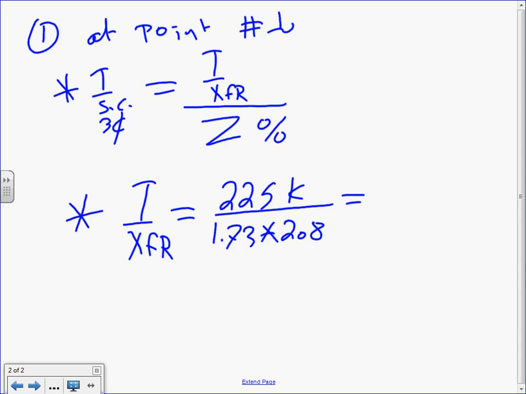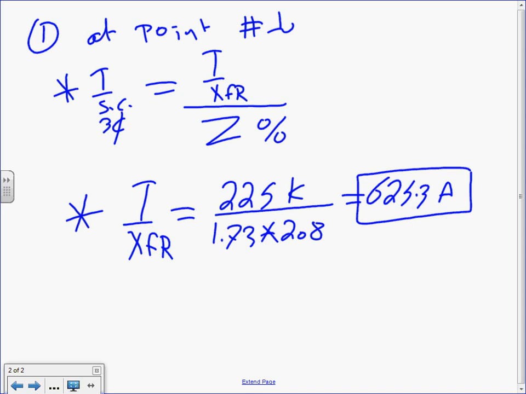So let's take 225 divided by 1.73 divided by 208, multiplied by 1000. I came up with 625.3 amps. Can you guys please give me a second? Okay. Because I don't have the answers for these, this is the full load current. So this is as easy as just finding the full load current of the transformer. No big deal.